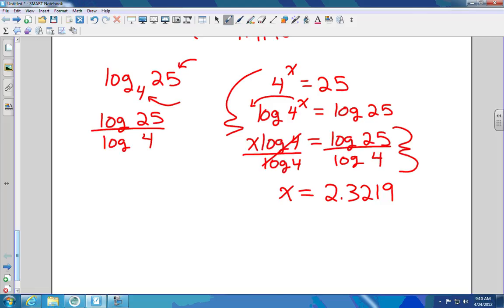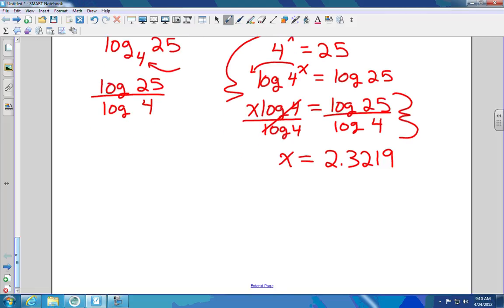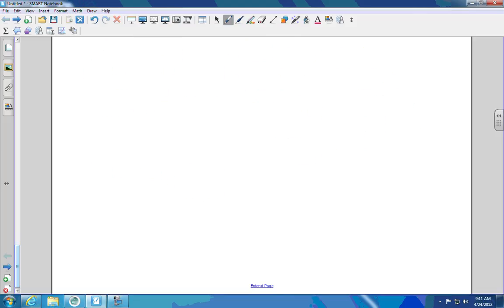That makes sense? That's called change of base formula. You can see it there on page 530. Log base A of n. So you can just type in log n over log A. Save you a lot of time. Works for anything.